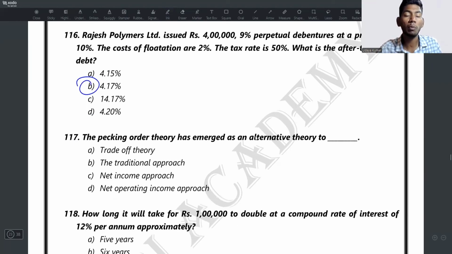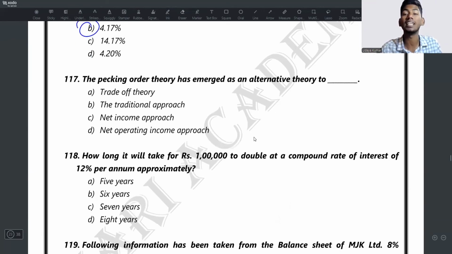Okay. And moving to question number 117, the pecking order theory has emerged as an alternative theory to the trade-off theory. It's quite easy. Already we have discussed this in our theory part, right?